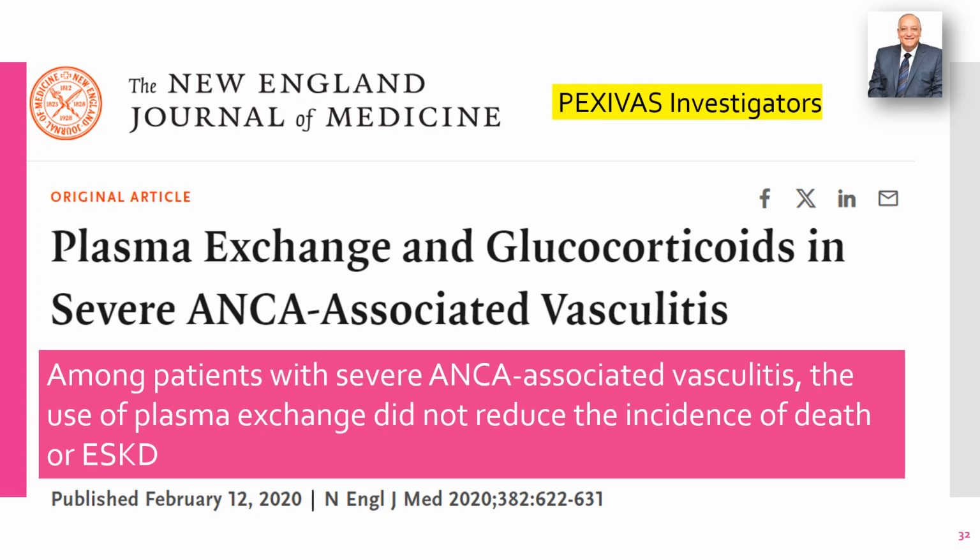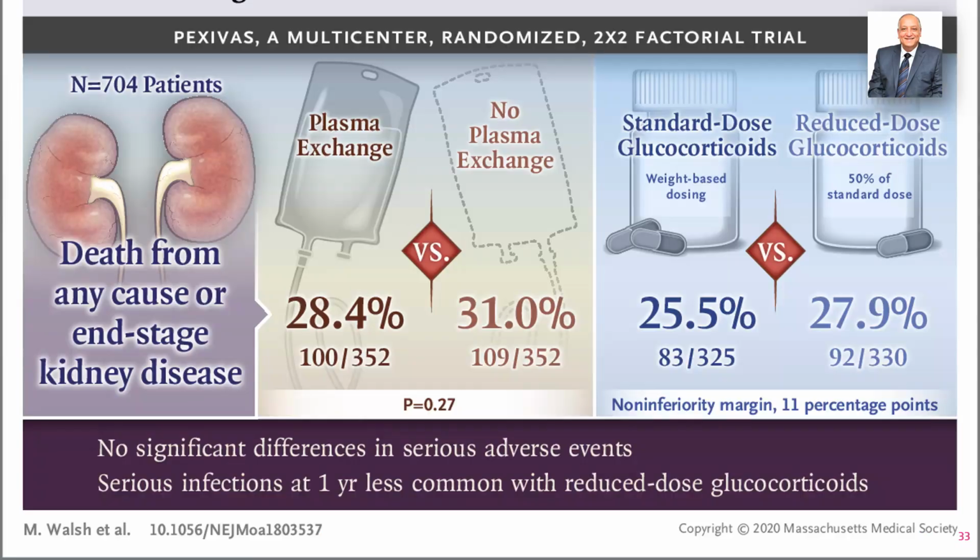In ANCA-associated vasculitis, the plasma exchange and glucocorticoids in the Apheresis study showed that in those patients, the use of plasma exchange did not reduce the incidence of death or end-stage kidney disease. So in the Apheresis study, which is a multi-center randomized controlled study, death from any cause or end-stage kidney disease between the plasma exchange group and the no plasma exchange group had no significant differences.